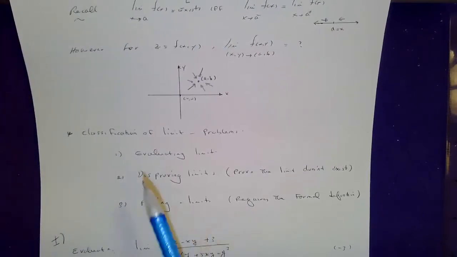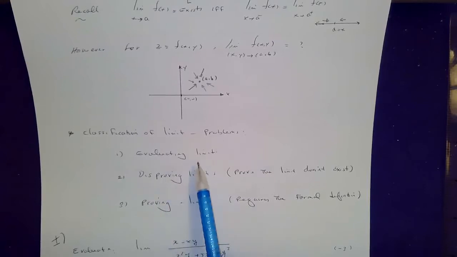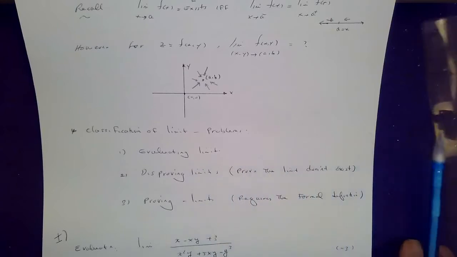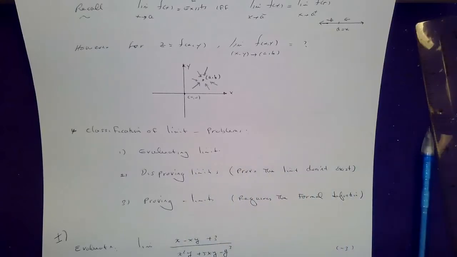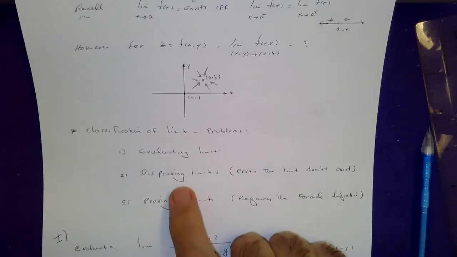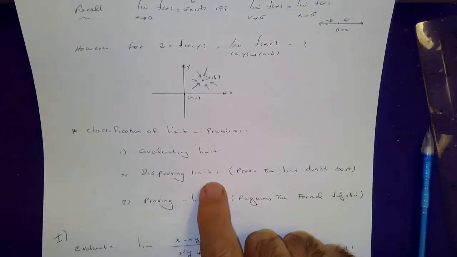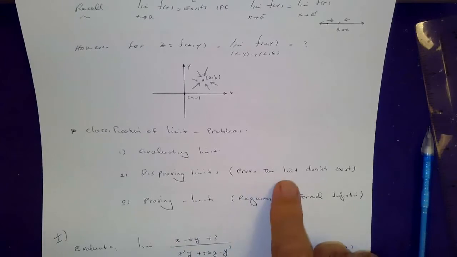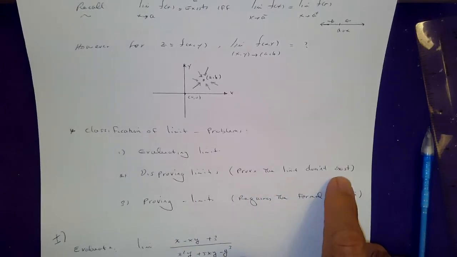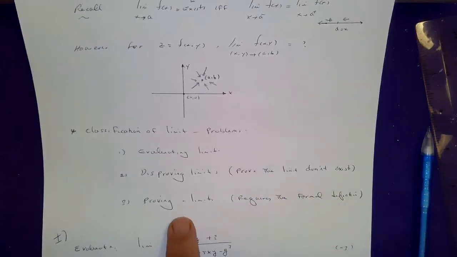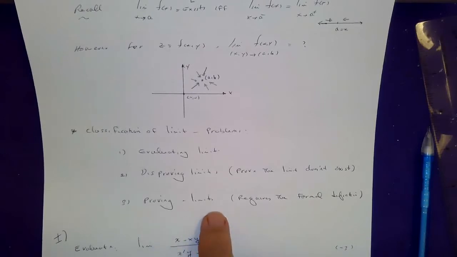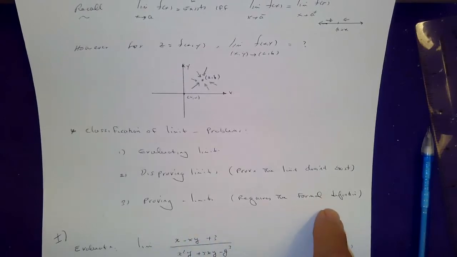The classification of limit problems happens to be as follows. Some of them you can straight evaluate, no problem, as if you are substituting values for x and y, and lo and behold, the answer pops. The other kind of problem is where you disprove, meaning prove the limit doesn't exist. The last one, which is proving the limits, requires the formal definition.